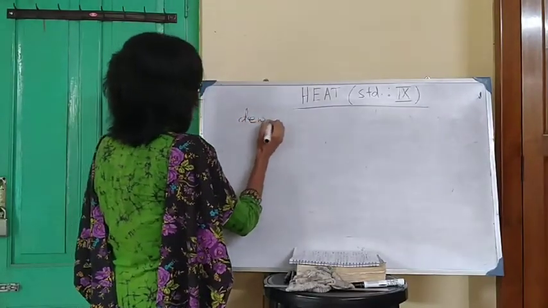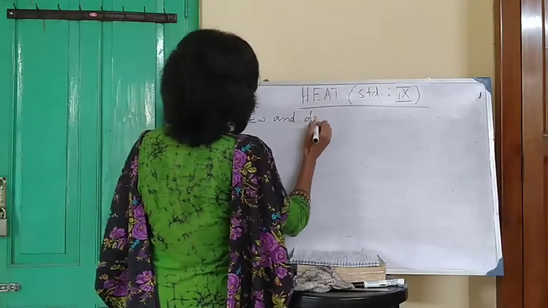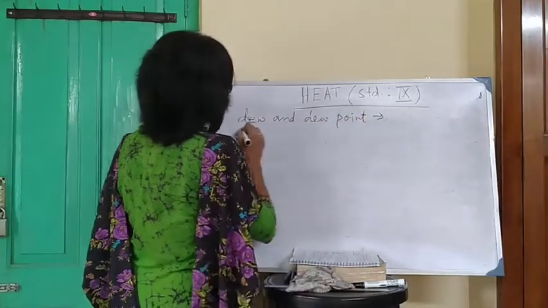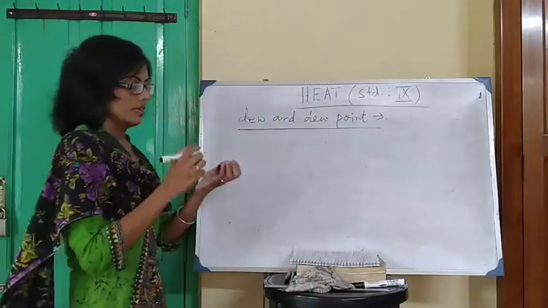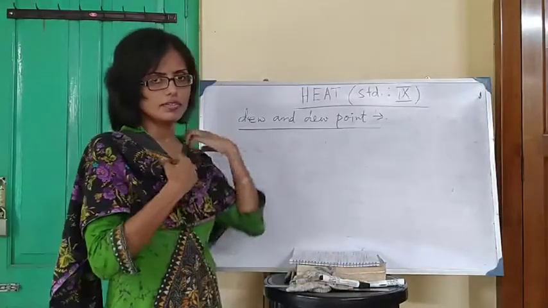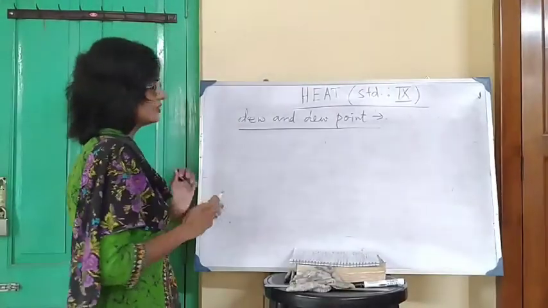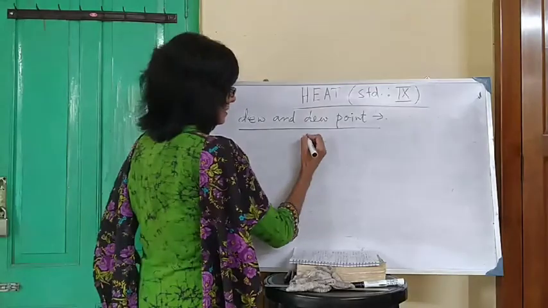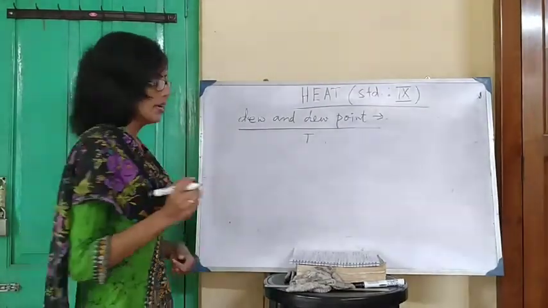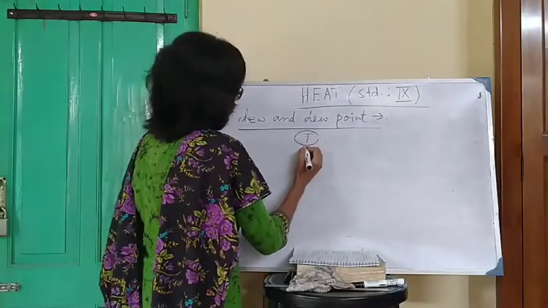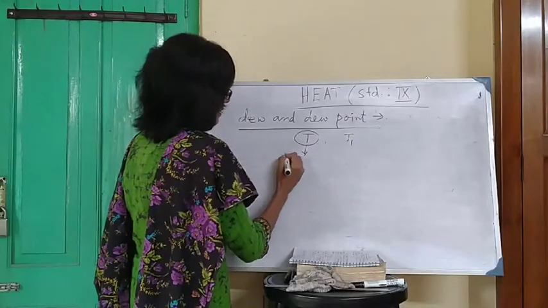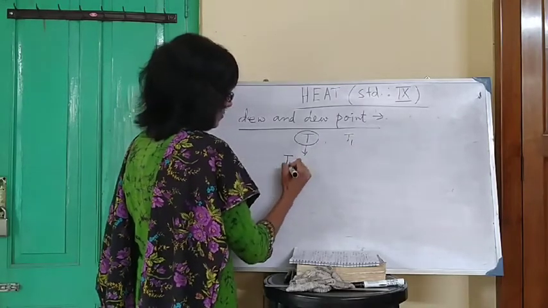Next, dew and dew point. Consider some volume of air, which is saturated by water and the temperature is T. Temperature is constant as T. Okay. Now, if we decrease the temperature, suppose the next temperature is T1, that means T1 is less than T.